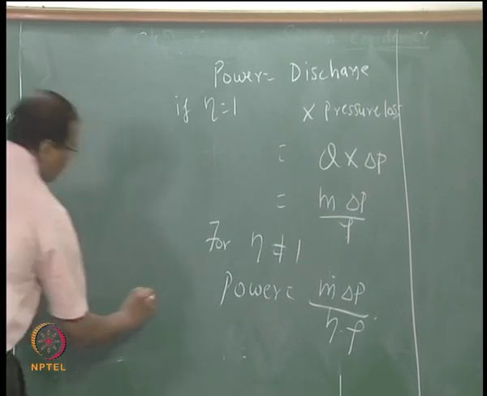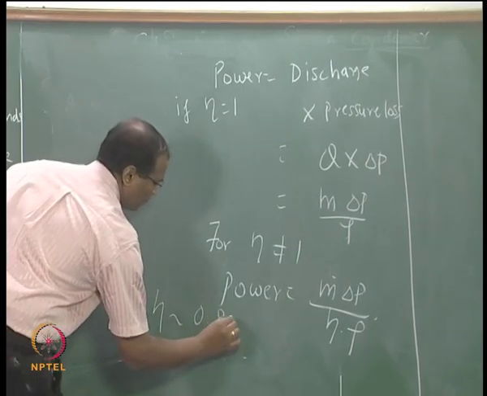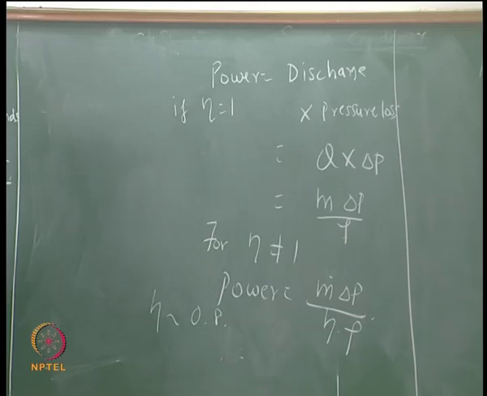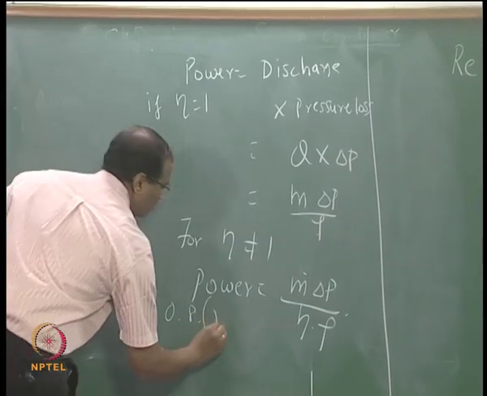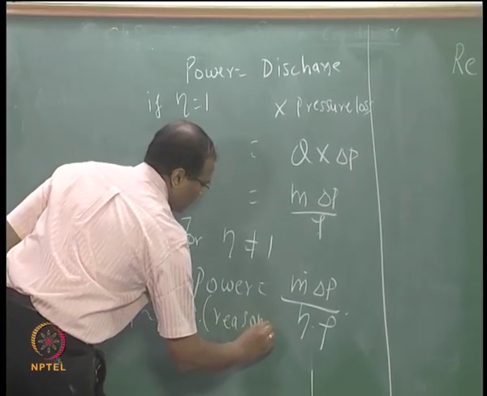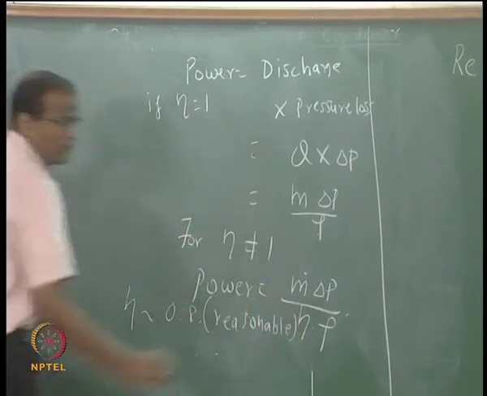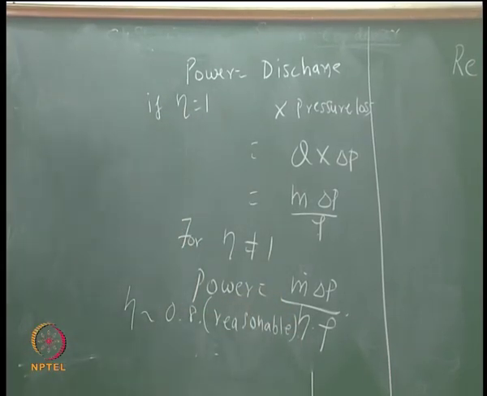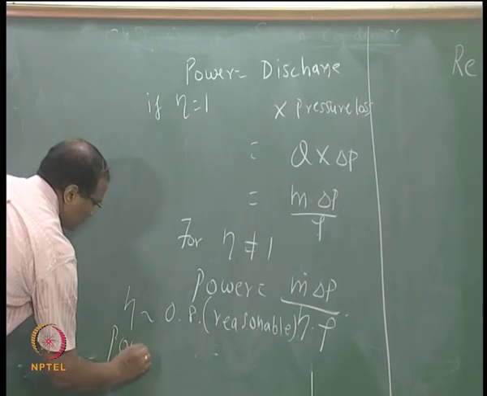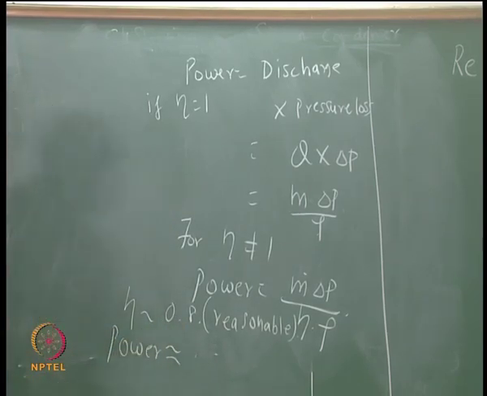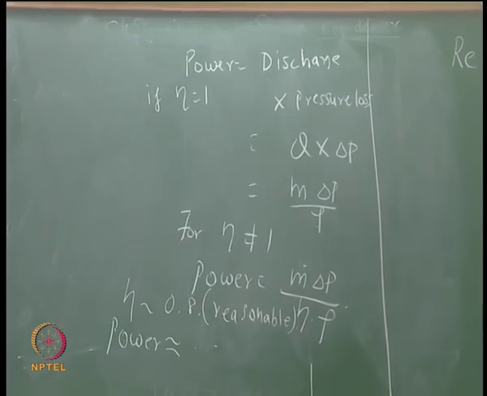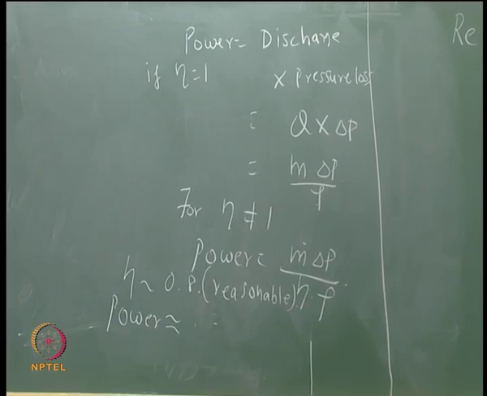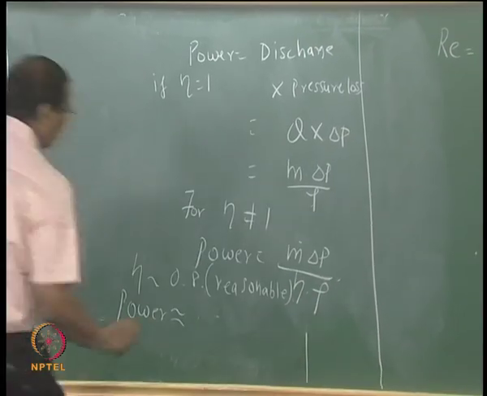Okay? If you do that, a reasonable efficiency for turbo machinery, reasonable. Okay. Therefore, power equal to... how much was it? 3.5 kilowatts. How much was it? 3.7 kilowatt.